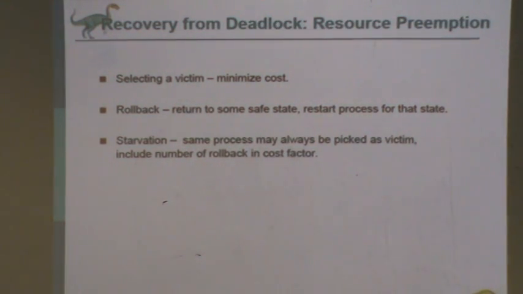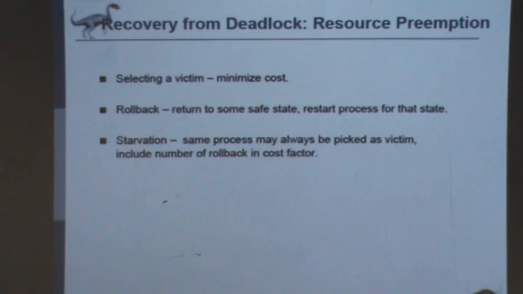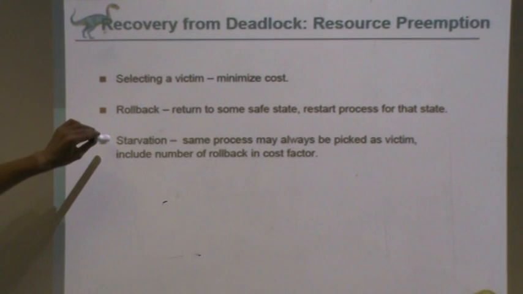So cost can be considered as a specific resource type, mostly CPU. However, it can also be considered as priority. That is the overall cost. However, if we have applied a certain criteria, sometimes a certain process can always be a victim if it has the lower priority.